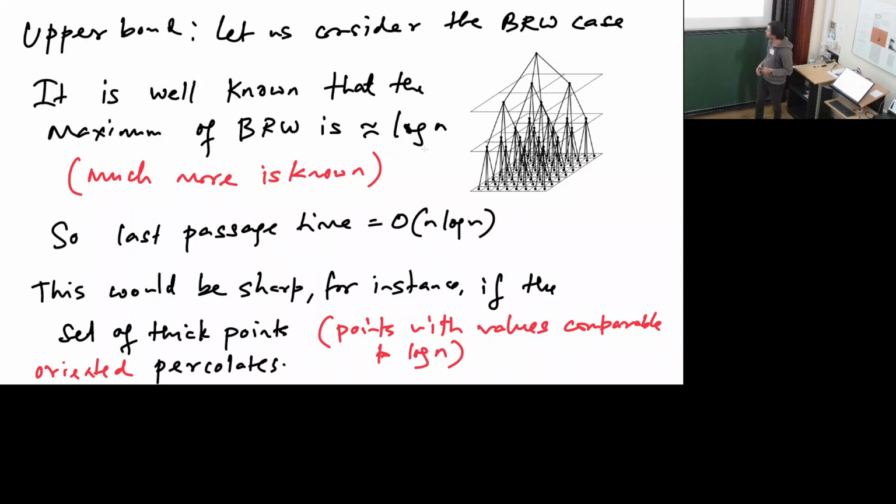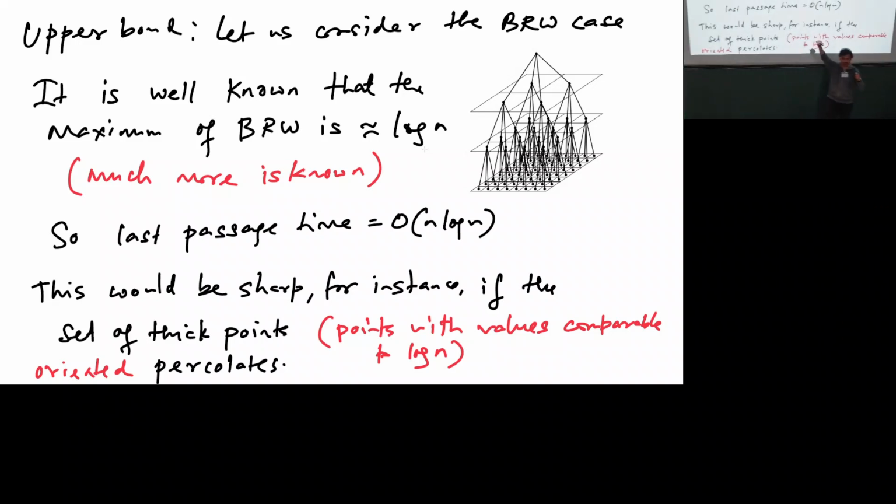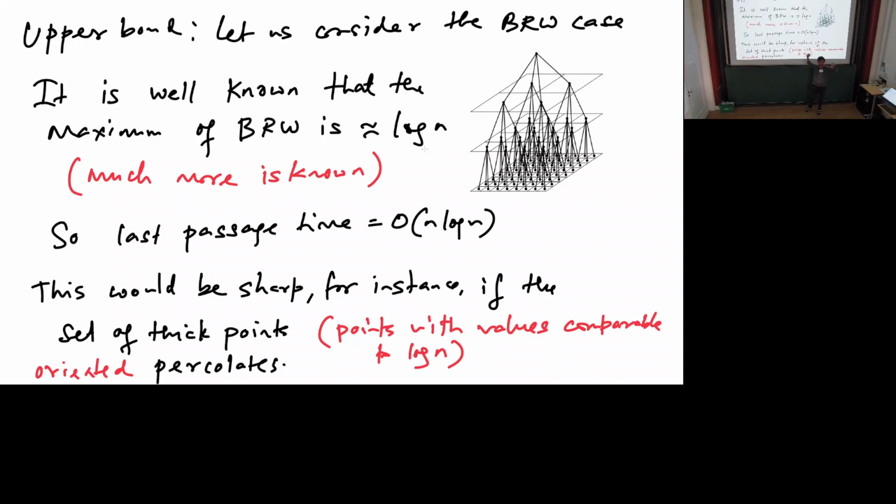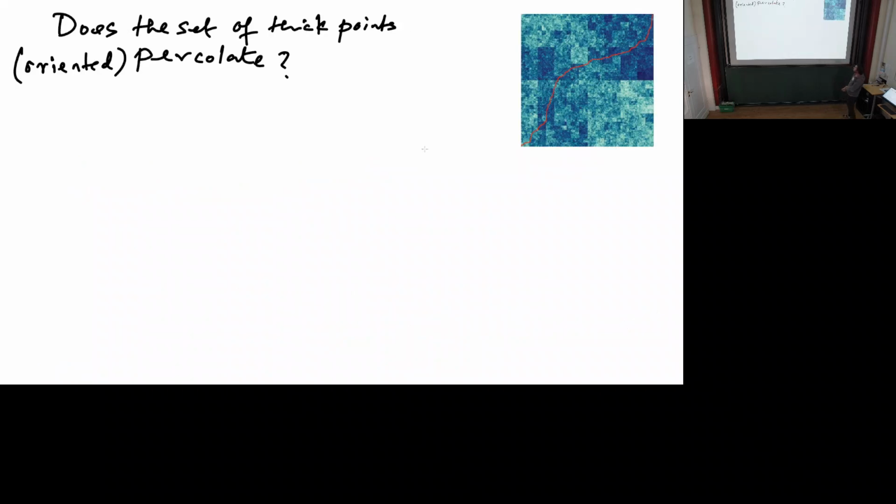So for instance, if you look at the set of thick points where the values are comparable to log n, and let's say, this is not true, but let's say the set of thick points oriented percolates. Suppose you have an oriented path which completely lives on the set of thick points. Then obviously you will find a path whose value is n times log n, right? Because each point on the path is at least some constant times log n, and then you have n of them. Okay, so then the question is, does the set of thick points oriented percolate?